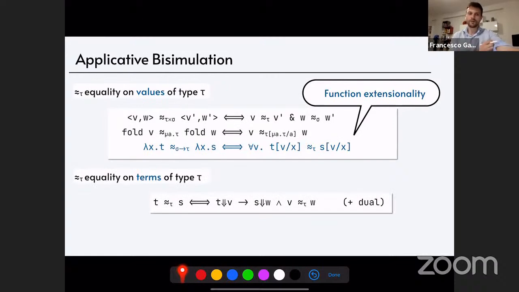And then, once we have equality on values, we can easily define equality on arbitrary terms. We just require two terms to converge to two values which are themselves equivalent. Okay, now this is very nice, very intuitive from a mathematical and a computational perspective. But the question is, is this really a good definition? Is this whole series of conditions well defined?